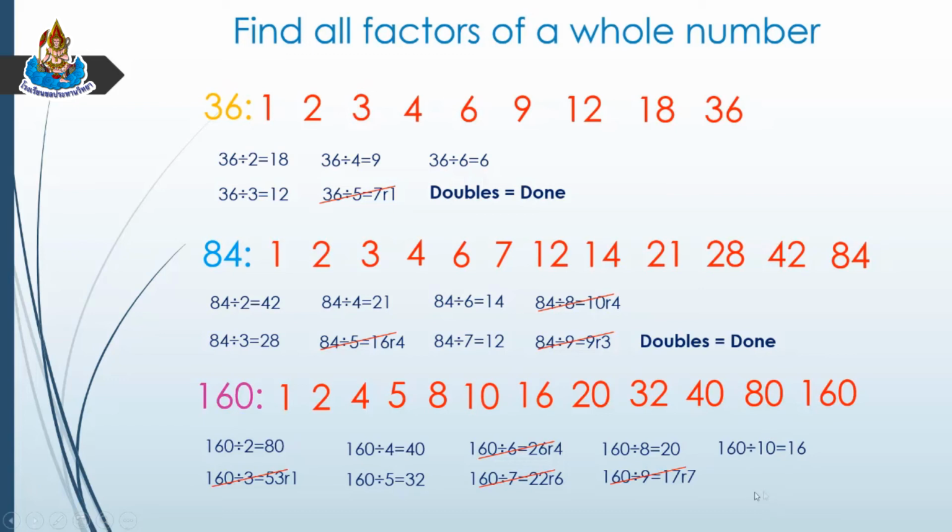What about 11? 11 gives us a remainder. Let's cross it. 12. 12 also gives us a remainder. Let's cross it. And let's try 13. And 13 gives us a remainder as well. Let's cross it. And 13 repeats in two tests. So we're done.